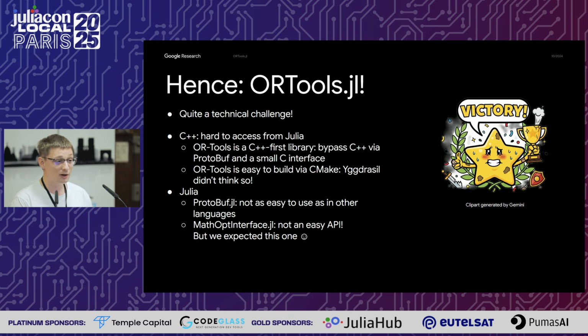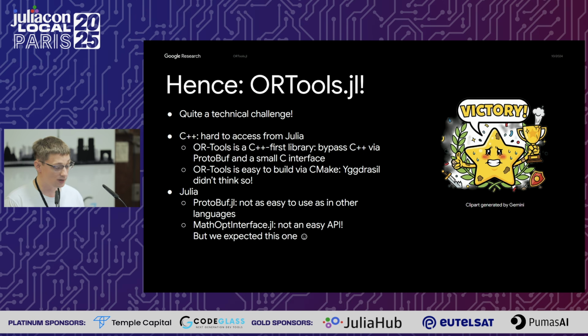But then about the technical challenges. C++ is not as easy to access from Julia as C code, because with C code, you just type one line and you get access to your C API. For C++, you have to wrap a lot of things. And the problem for us is ORTools is almost entirely written in C++. So that's why we decided to go another route, which is to use the protocol buffers interface and a very small C API. It's just something like 5 C functions that you can use, and you have the same access in terms of features to ORTools.